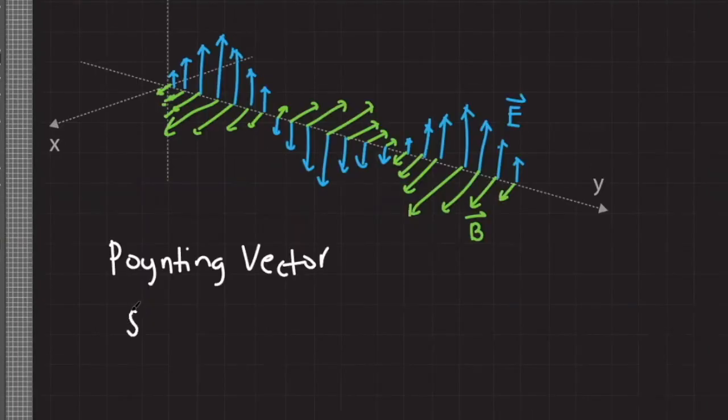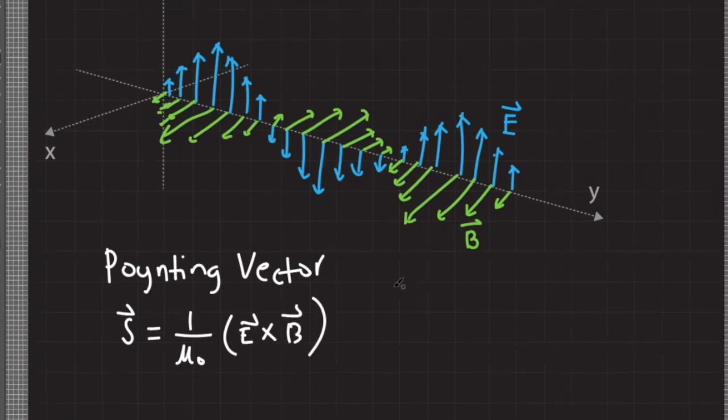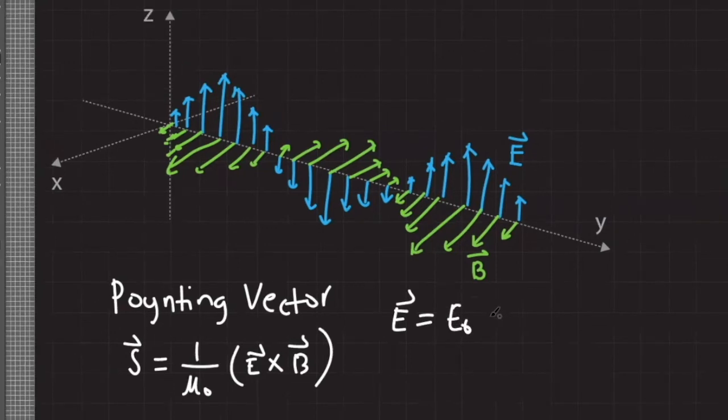We represent it with capital S. Poynting vector is equal to 1 over mu sub 0 E cross B. So from our figure, if we represent this electric field with an amplitude, let's say E sub 0, it's along the z-axis, so it's z hat. And the magnetic field is, to make calculations easier, I'll put z here so that we are aware of the direction even if we drop this z hat here.